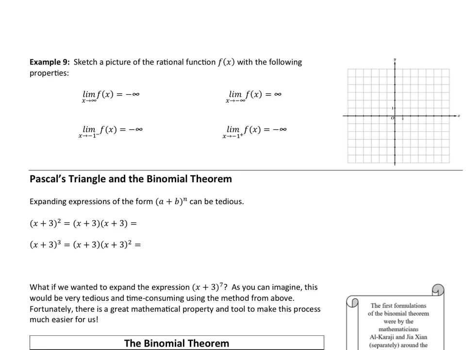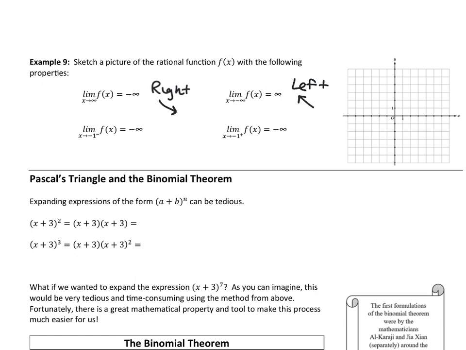Example 9, sketch a picture of the rational function f of x with the following properties. The limit as x approaches infinity of f of x is negative infinity. Okay, so that's telling me that the right side should be going downward. And the limit as x approaches negative infinity, that's the left side. And since it's headed towards infinity, I know the left side should be going up.